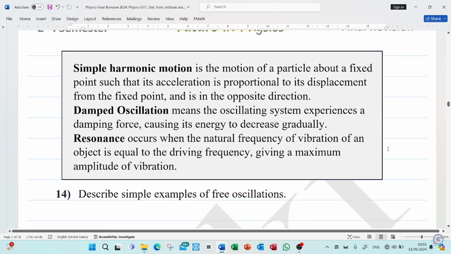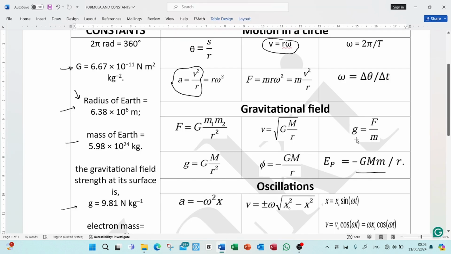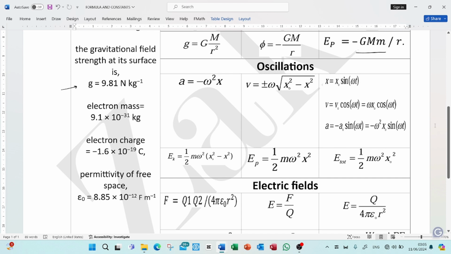Now we go to the third part, oscillations. We take a break, like in the exam, about 2 minutes and then we go to the formula sheet for oscillation. Just remember, a equals negative omega squared x, v equals positive or negative omega radical x naught, amplitude squared minus x squared. And remember the equation x equals x naught sine omega t. So everything will be in the formula sheet.